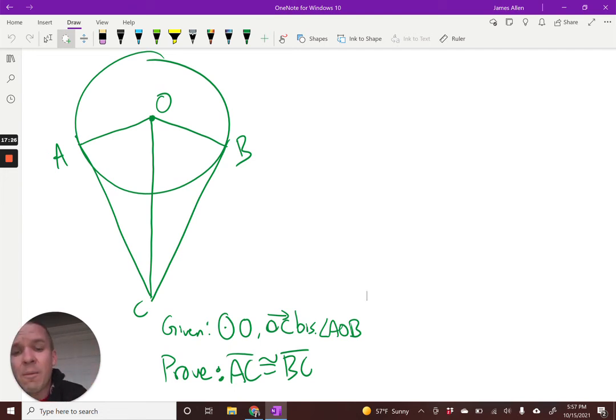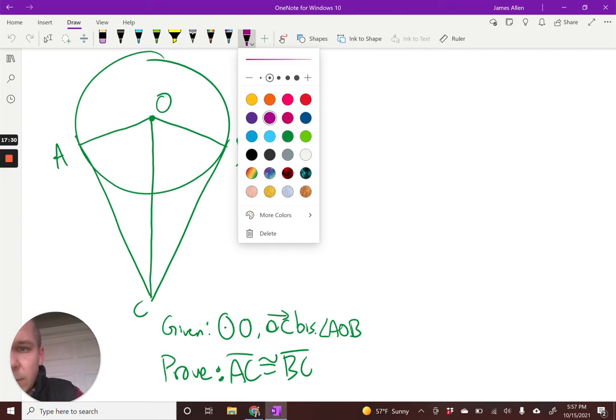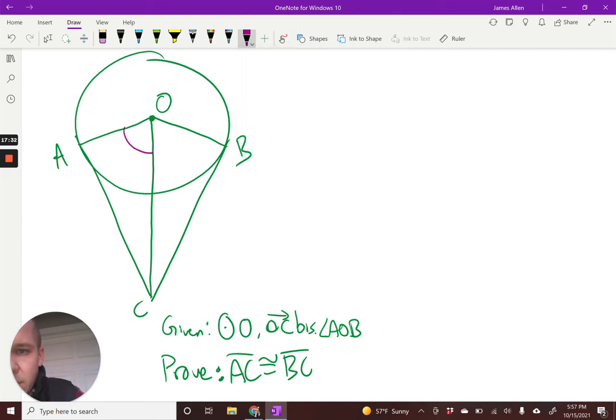All right. Anywho, OC bisects angle AOB. Well, that tells me that these two angles, I'll call them 1 and 2 for ease, because I can do that. I have the power to do that. Those two are going to be congruent by definition, bisect. Cool, awesome. What do I know about circles? I know that my radii are congruent. Boom. AO, BO, going to be congruent.